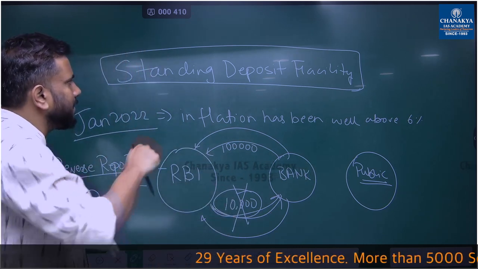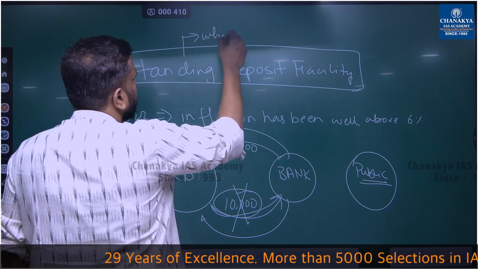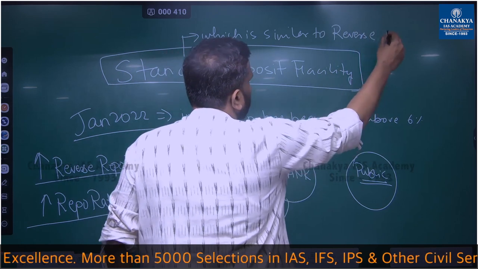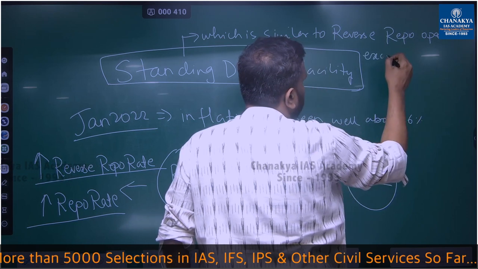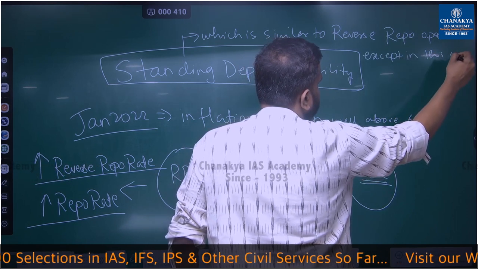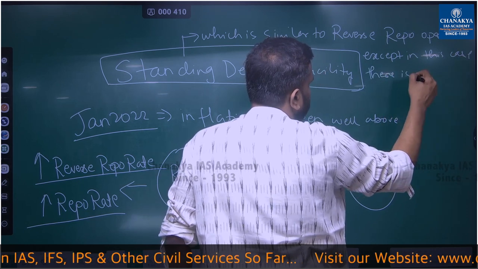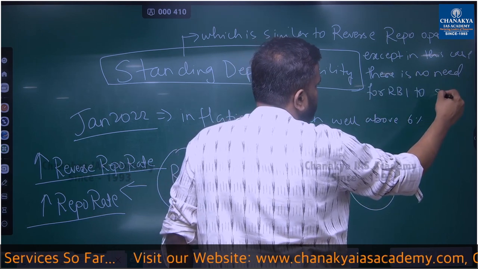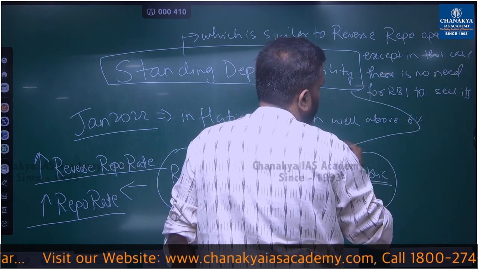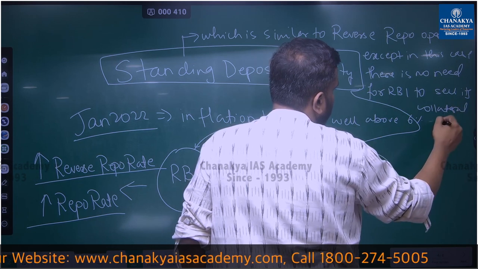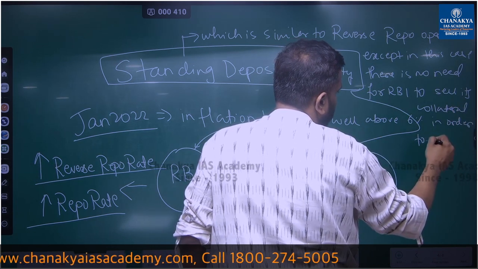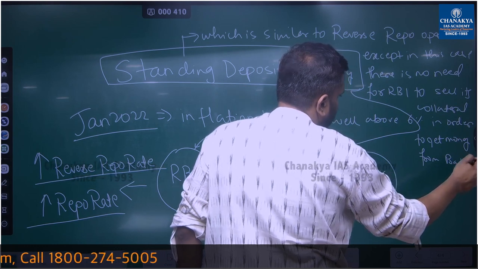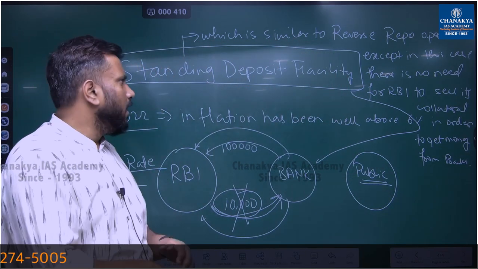So this is the standing deposit facility, which is similar to reverse repo operations, except in this case, there is no need for RBI to sell its collateral in order to get money from banks. Take care. So this is what standing deposit facility is.